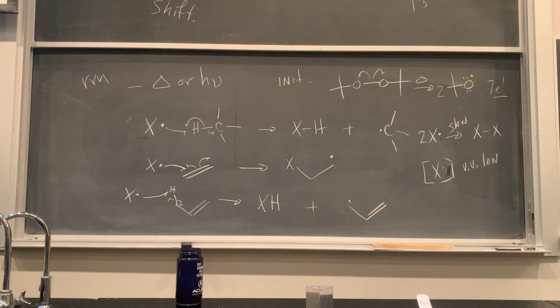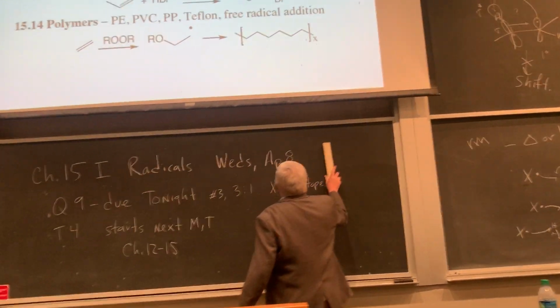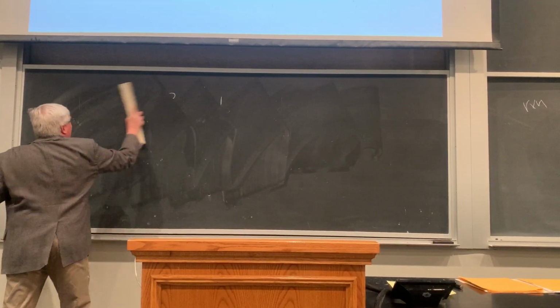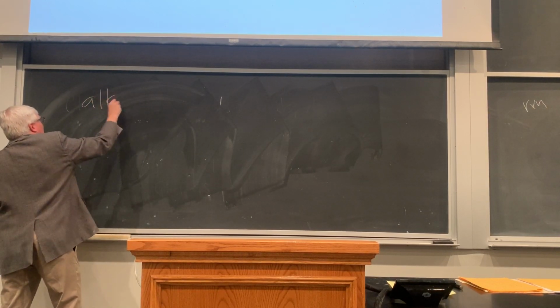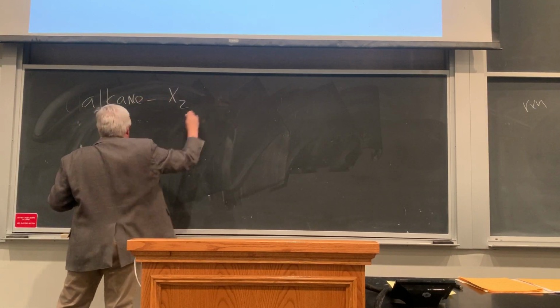All right, let's look at halogenation and get into this reaction here. Move over here, Isaac. We'll be using the overheads in a second. So let's look at halogenation. This is alkane halogenation. So alkanes with halogen, okay?